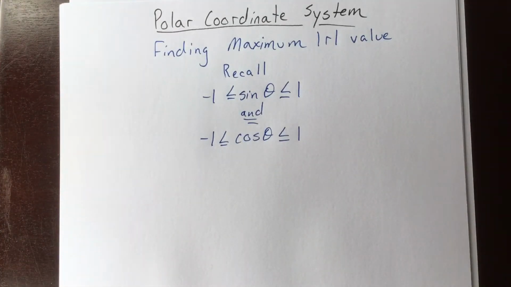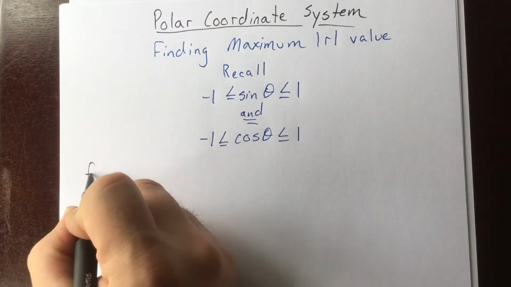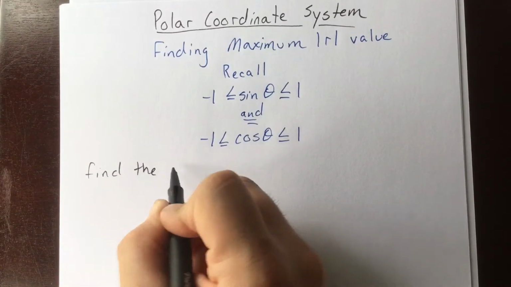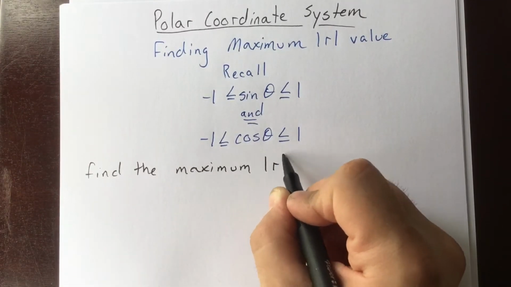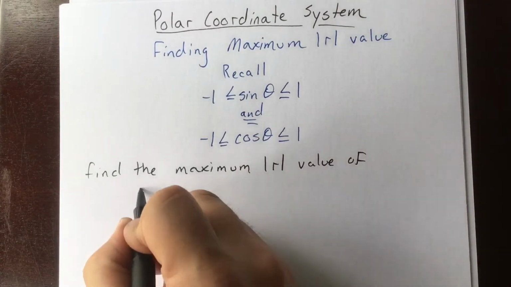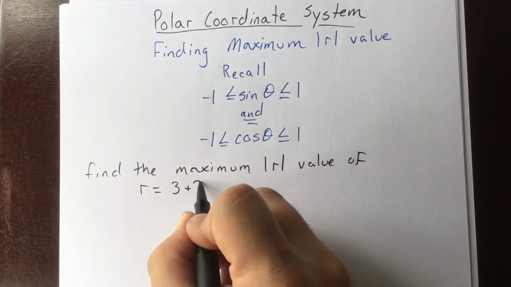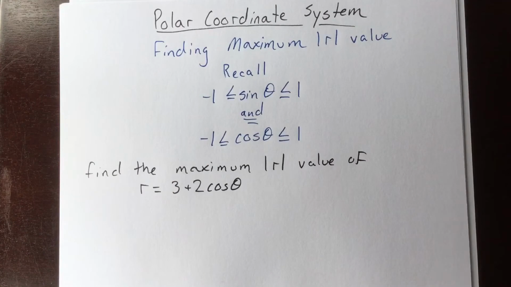So let's begin. Find the maximum R value of, let's do R equals 3 plus 2 cosine theta. So this was the example we began with in the previous lesson, in that we found that it was symmetric with respect to the polar axis. We know the symmetry here. So now let's test this out.